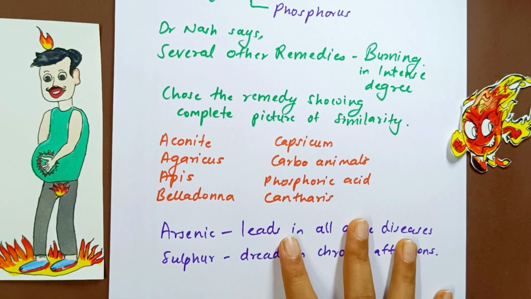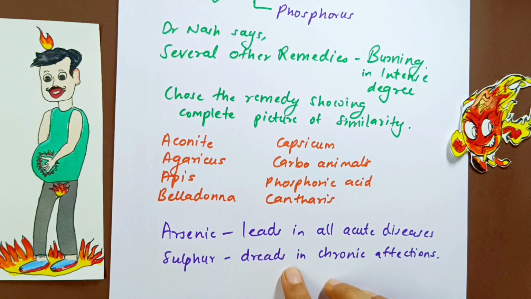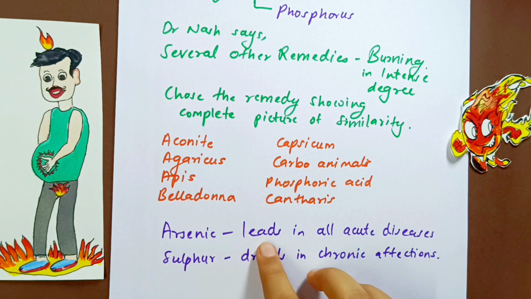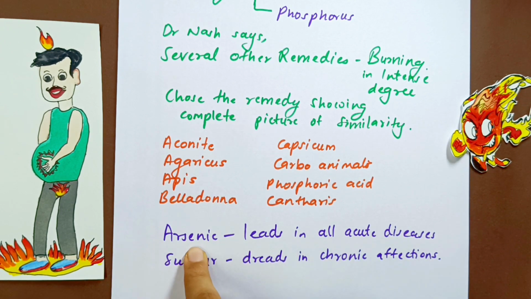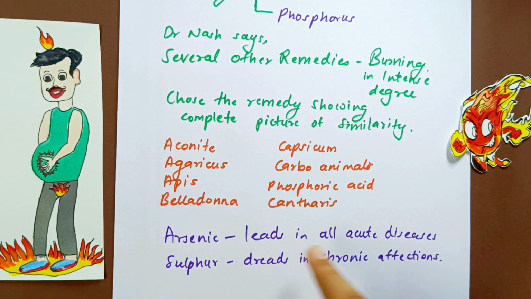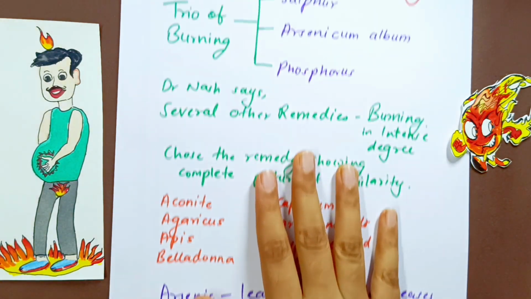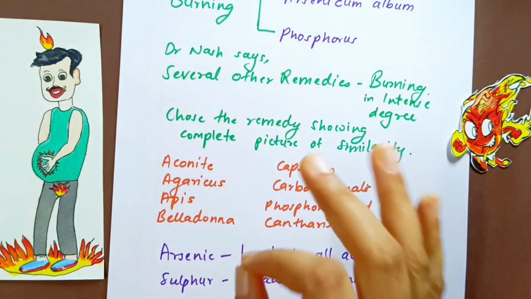Now Dr. Nash makes an interesting statement. He says that arsenic has burning. See, both have burning, but arsenic leads in all acute diseases and sulfur leads in all chronic affections. Sorry for the mistake, it leads in chronic affections. Okay, arsenic leads in all acute diseases and sulfur in chronic. So this was about the burning of this remedy.